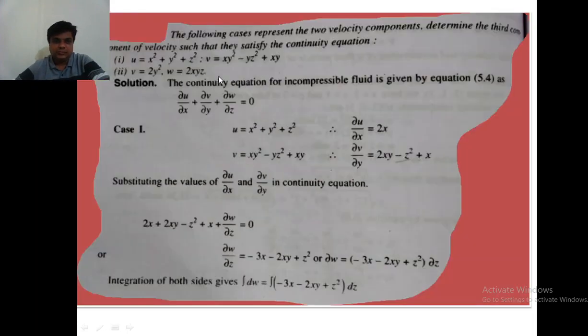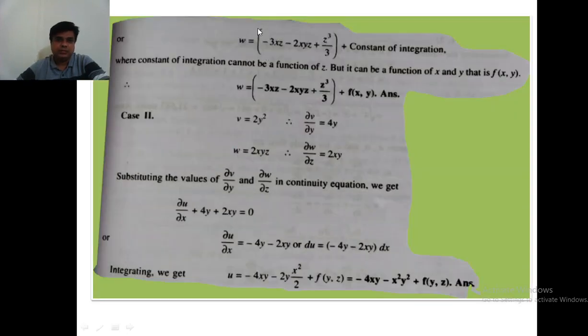So in the problem, you have to calculate the third component of velocity, where u and v are given. So w you have to calculate here, which satisfies this continuity equation. So take the continuity equation, substitute du by dx and all those things. So you are left with del w by del z. Integrate that, we will get the value of w. So this is the velocity in the third direction, w.